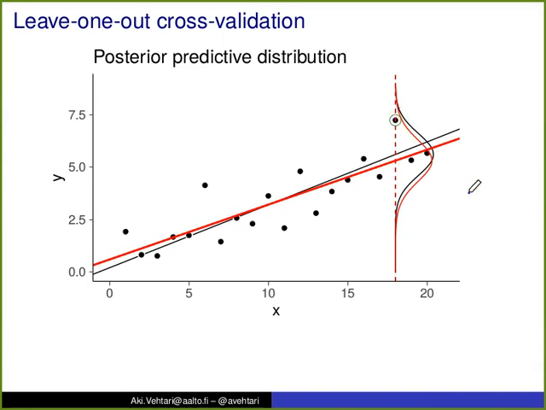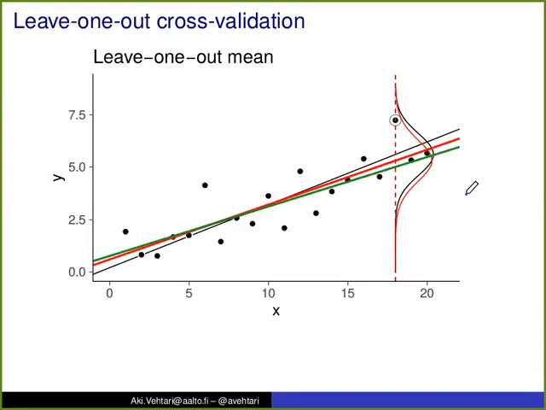So we can take one of the data points and leave it out from the data, and then just fit a model with all other observations. So this is the leave-one-out mean, and it's usually further away from that left-out observation than the full posterior mean. Then we can compute also the leave-one-out predictive distribution, and usually this predictive distribution also shifts away from the left-out observation.